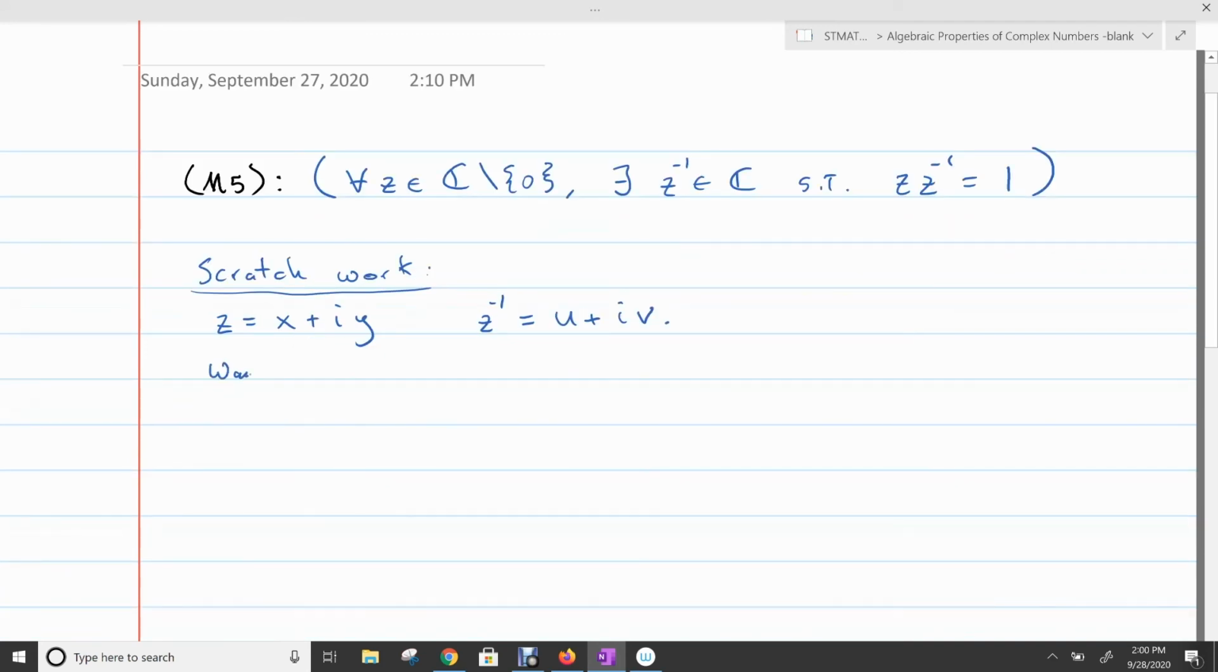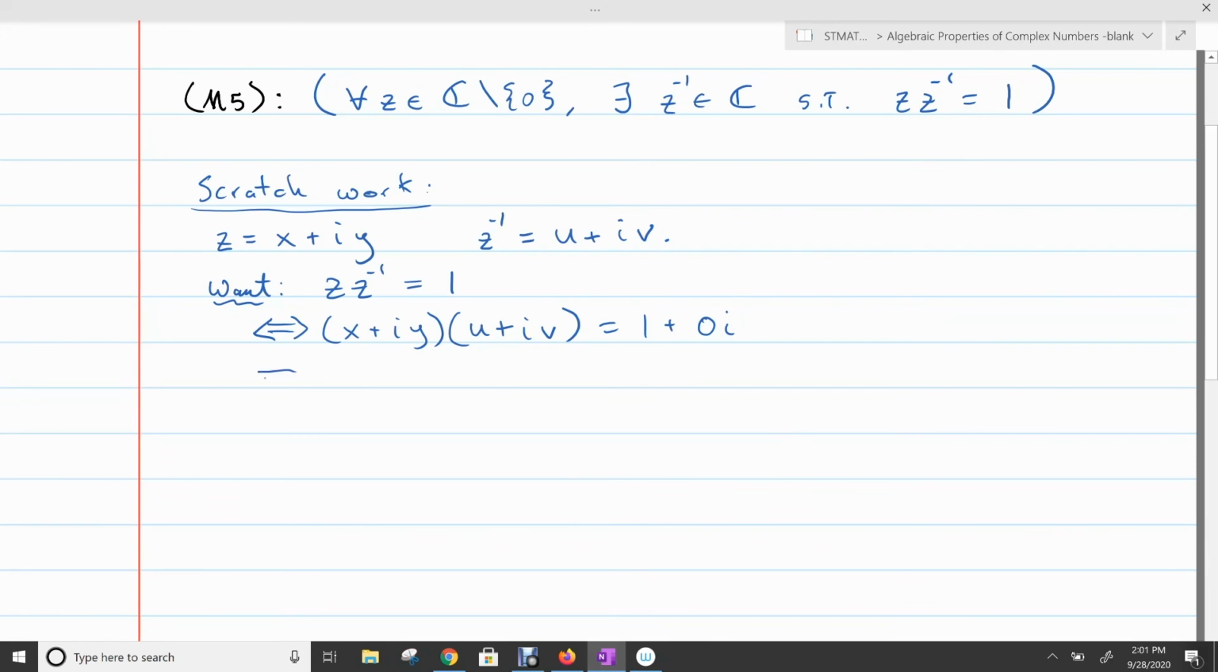What we want is that z times z inverse is going to be equal to 1, i.e. x plus iy times u plus iv. We want that to be equal to 1. And of course 1, just for emphasis, I'm going to write it like that: 1 plus 0 times i. And then we can multiply this out on the left-hand side here. We need x times u minus y times v, plus i times (xv plus yu), equals 1 plus 0i.